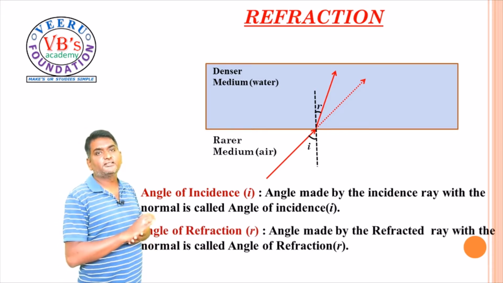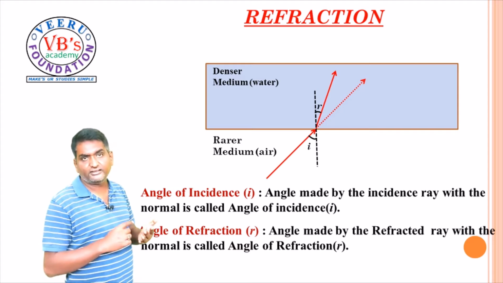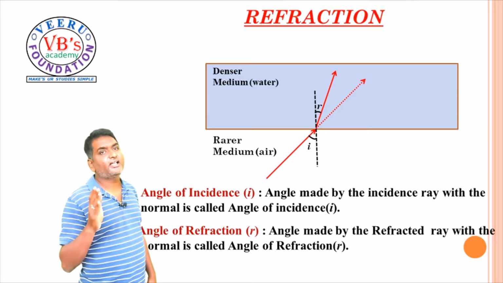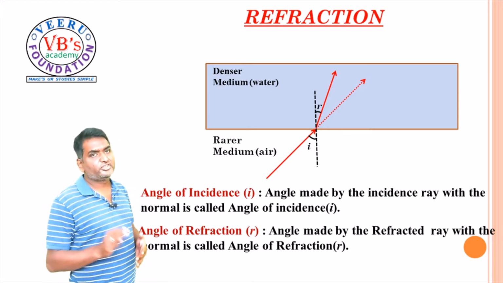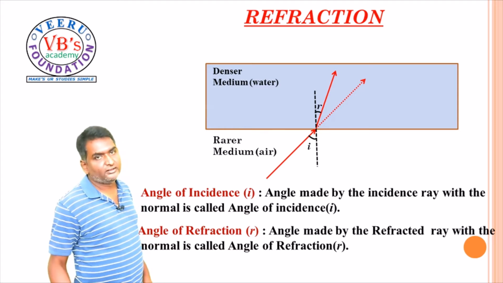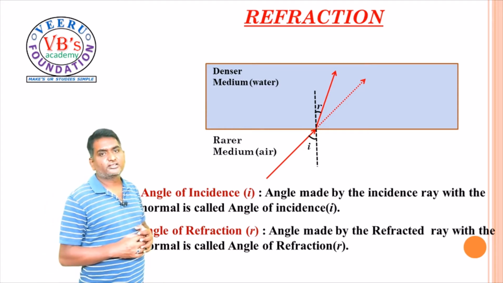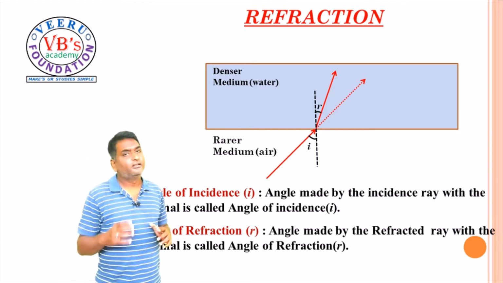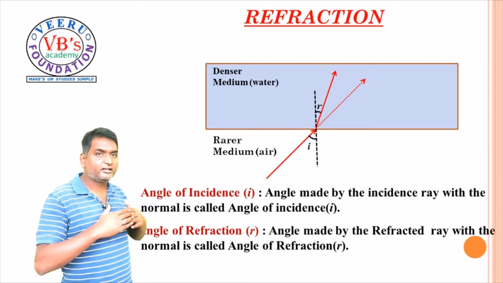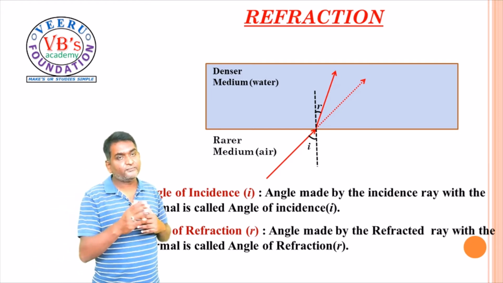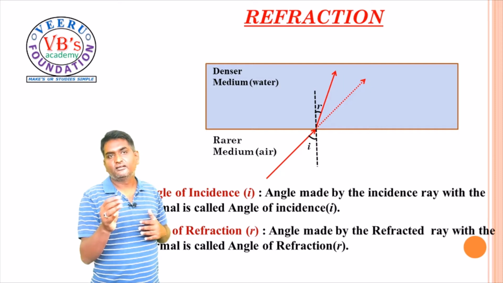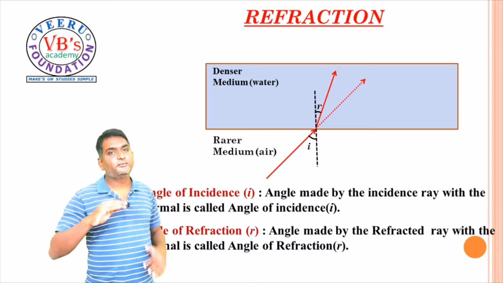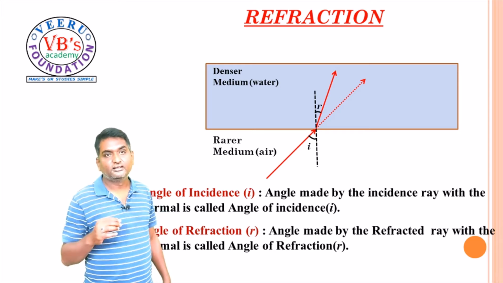So the angle of incidence is the angle made by the incident ray with the normal, and the angle of refraction is the angle made by the refracted ray with the normal. All these angles are measured with respect to the normal. This is the basic concept of refraction. Now the refraction phenomenon can be studied in two cases. When the light rays move from rarer medium to denser medium, the concepts are a little different, and the same concepts can also be studied when the light rays move from denser medium to rarer medium. Let us start our discussion.